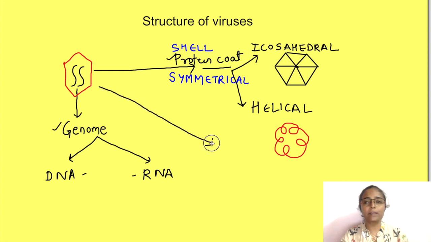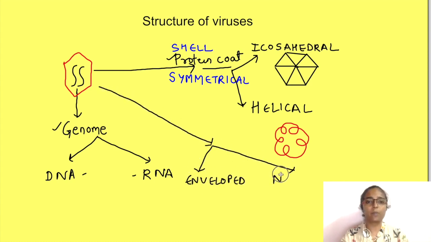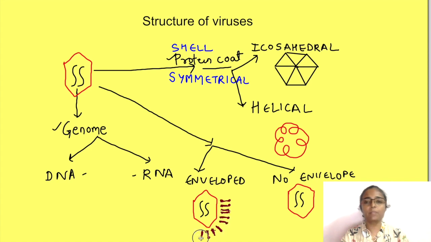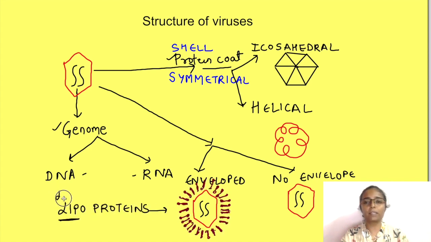Now, with this, some viruses may be enveloped, while some may not be enveloped and have only this protein coat. These are known as naked viruses. In the enveloped viruses, the envelope is made up of lipoproteins, that is lipid and proteins. The lipids are derived from the host cell membrane which the viruses infect and they acquire it while they are leaving the cell, while the proteins are synthesized by the viral genome using the host machinery. So, this is the basic structure of viruses.